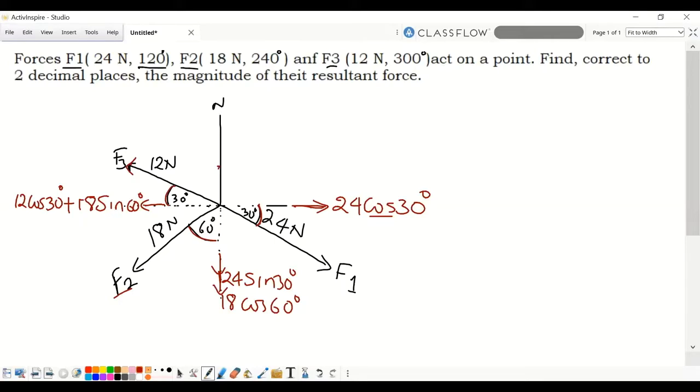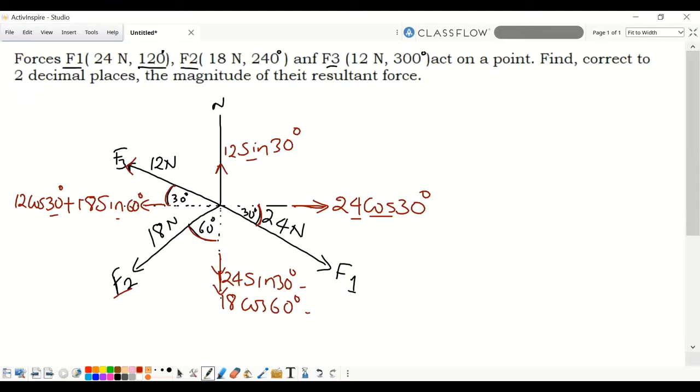And there will be an upwards component which will be 12 sin 30 degrees. So is this clear to you? Wherever the angle is being made with the component, that component will be cos of the force. All right. So we have written 1, 2, 3, 4, 5, and 6 components of 3 forces, right?